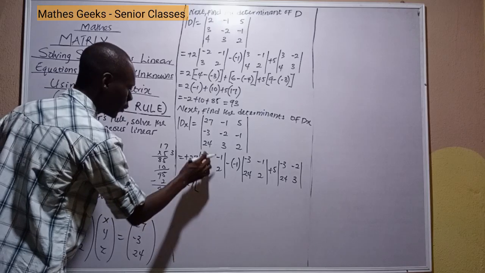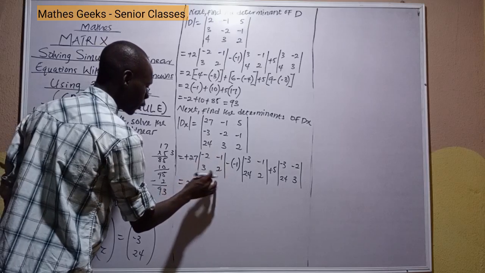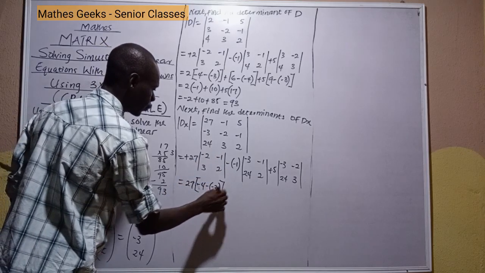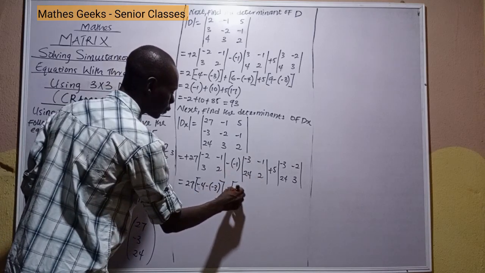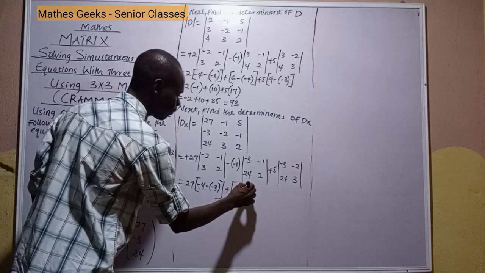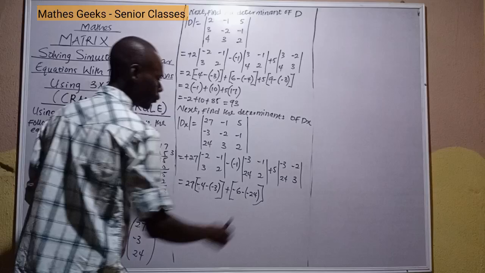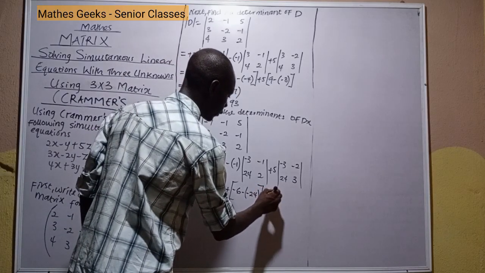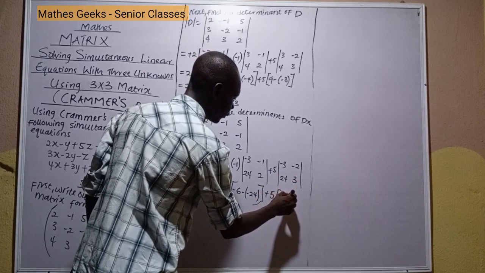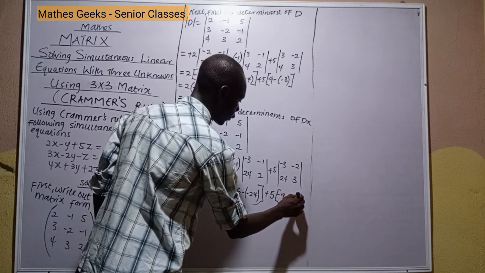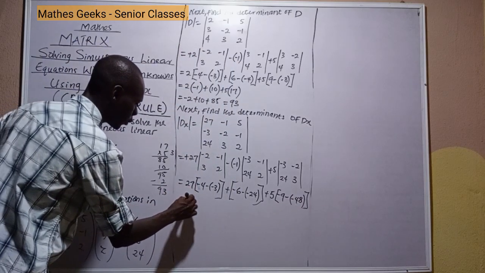27, minus 2 times 2 is minus 4, minus 1 times 3, minus 3, minus times minus is plus, minus 3 times 2, minus 6, minus 1 times 24, minus 24, plus 5, minus 2 times 3, minus 9, minus 2 times 24, minus 48, 27.